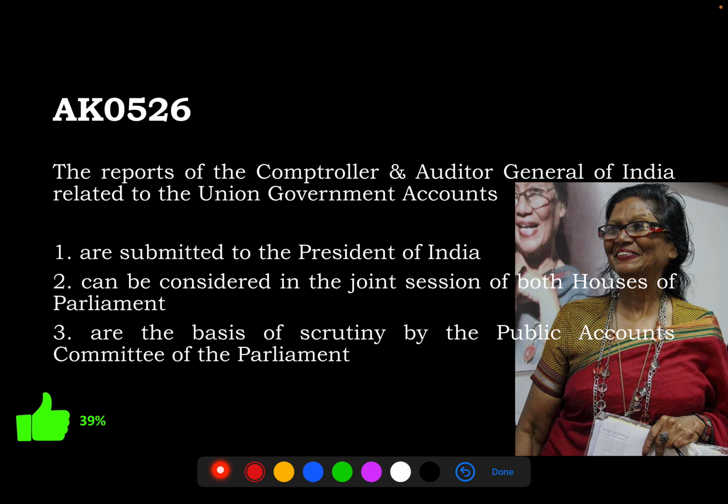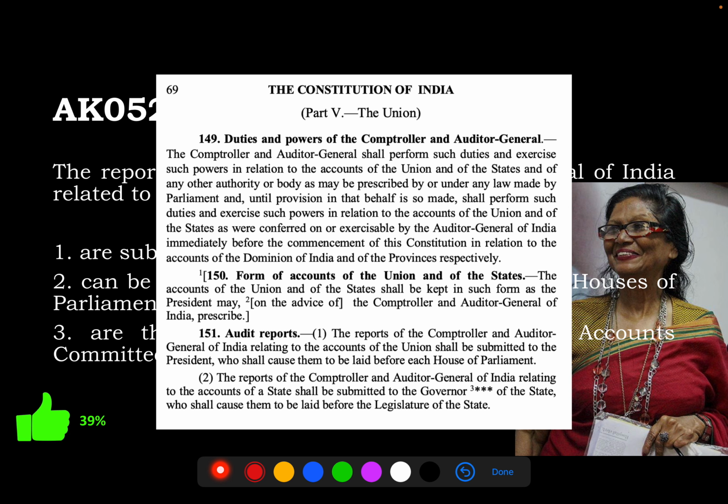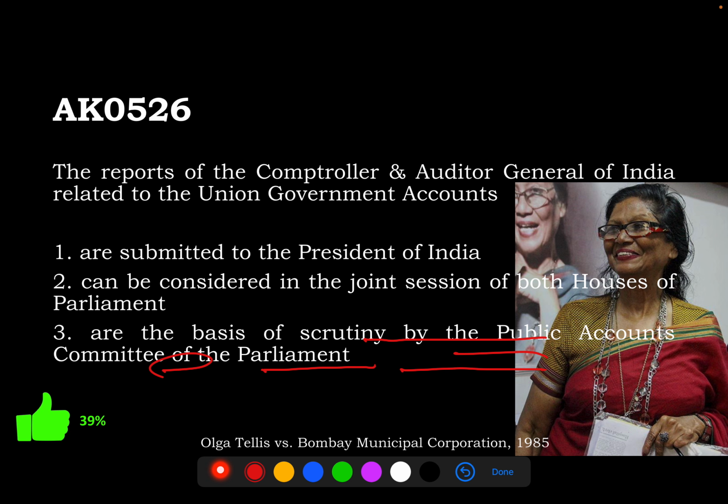Now, see, the first option is a straight point picked up from Article 151, where it says the reports of the CAG of India shall be submitted to the President, who shall cause them to be laid before each House of the Parliament. Right, so that's a very correct point. Then the second one says that they can be considered in the joint session. Firstly, there is nothing called a joint session.